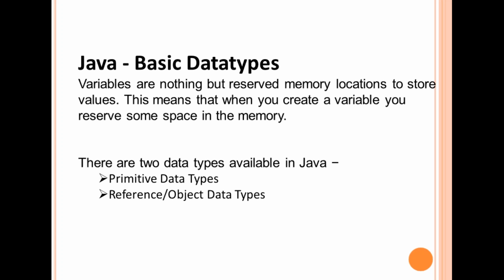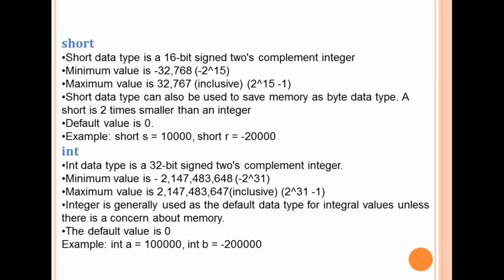There are two data types available in Java: primitive data types, and reference or object data types. Primitive data types. There are 8 primitive data types supported by Java. Primitive data types are predefined by the language and named by a keyword. Let us now look into the 8 primitive data types in detail.